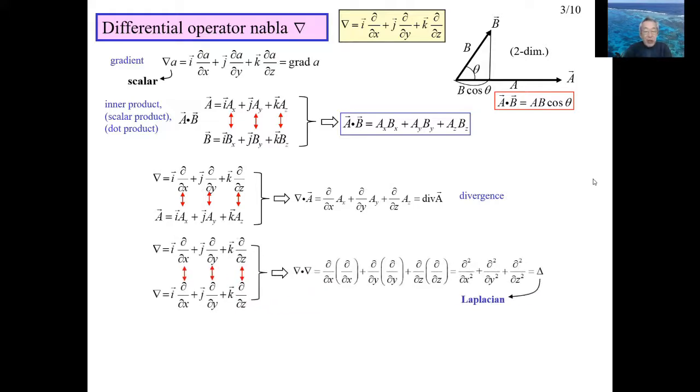There is a case where a nabla operation is applied to the nabla vector, that is, the inner product of two nabla vectors. Nabla dot nabla becomes the operation of the second order derivative. Nabla dot nabla is sometimes expressed by a triangle symbol. This triangle symbol is called the Laplacian operator.